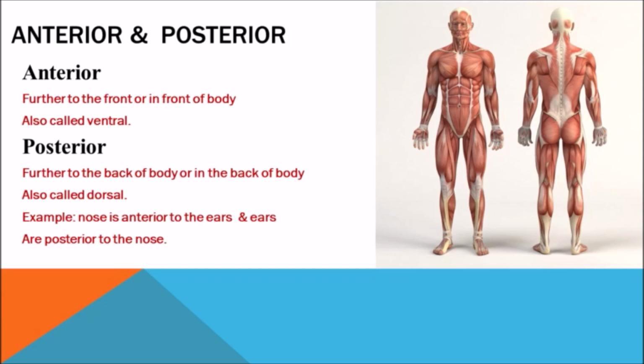So let's take one example. We know the nose and ear. The nose is in the face part and the face is in front, so it is anterior. If we compare the position of the ear with respect to the nose, we can say that the nose is anterior to the ears and the ears are posterior to the nose.